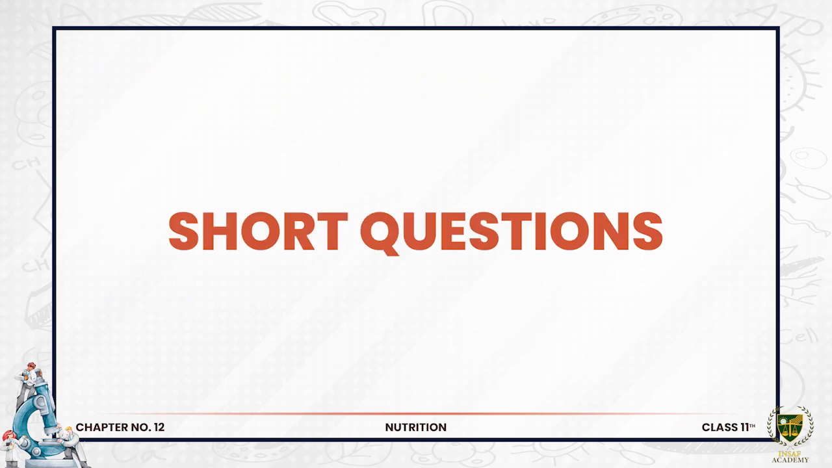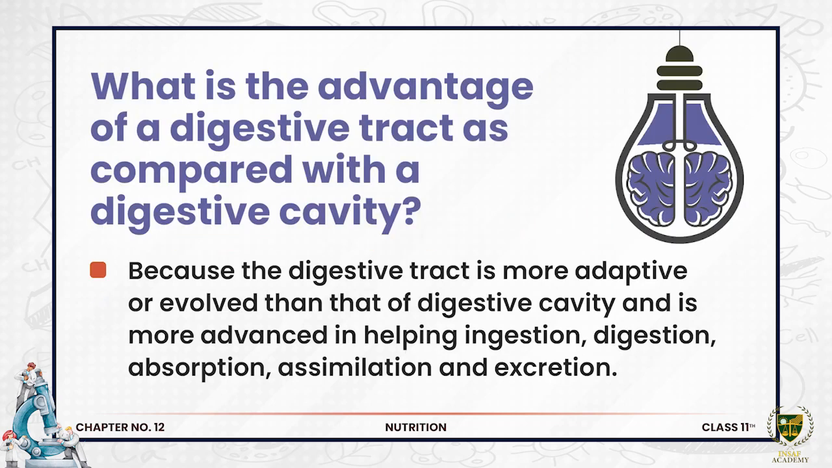Now question number 3, the short questions. What is the advantage of digestive tract as compared with the digestive cavity? So digestive tract is comparable to tube-like digestive system, which is more beneficial for animals as compared to digestive cavity or a sac-like digestive system, because digestive tract is more adaptive or evolved than that of digestive cavity and is more advanced in helping ingestion, digestion, absorption, assimilation, and excretion.